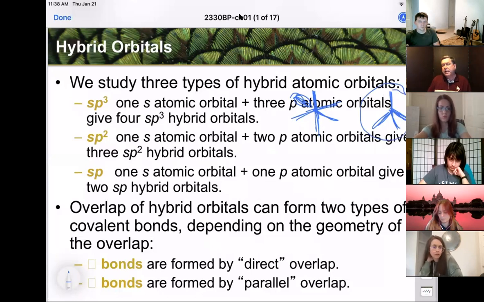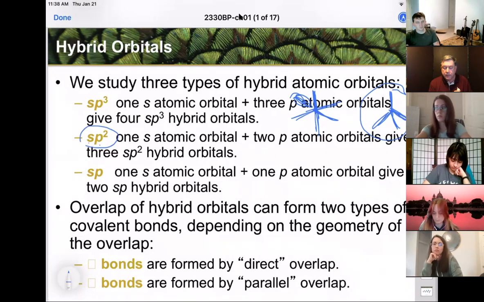Okay. But I said you don't have to use all 3. You can use just 2 of them. And if we did that, we'd end up with 3 equal orbitals, 1 from the s and 2 from the p's. And they would actually end up being trigonal planar, because we have 3 equal orbitals in there. But we have 1 p left over.